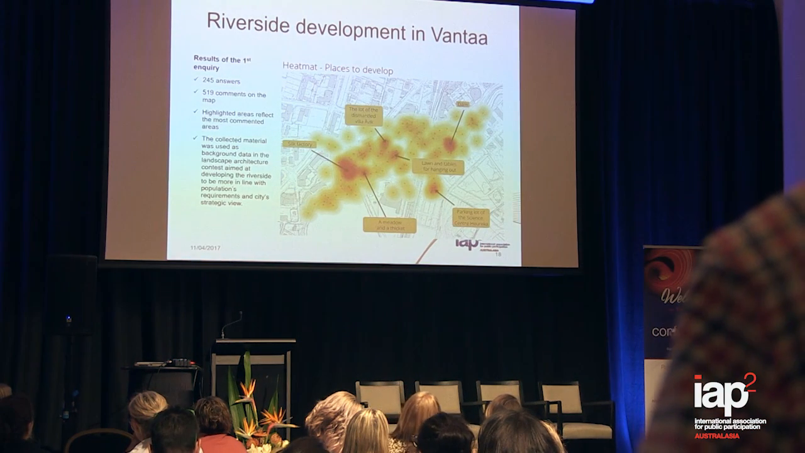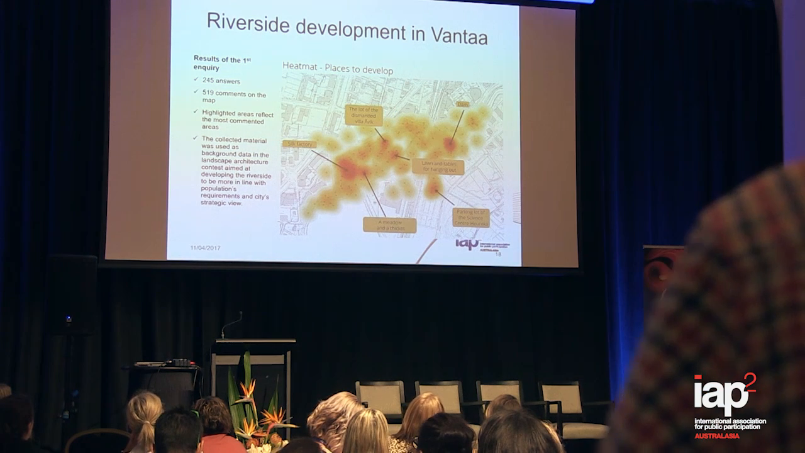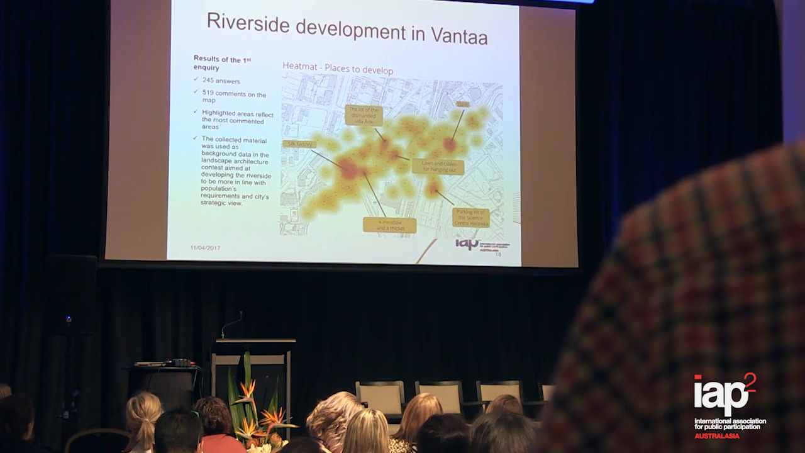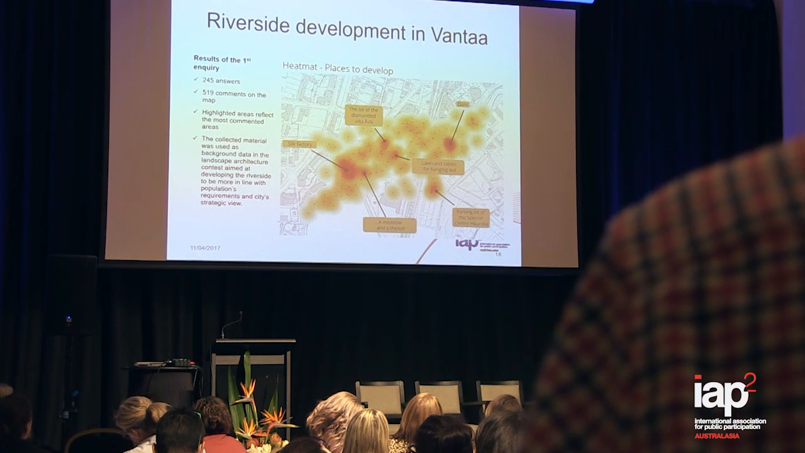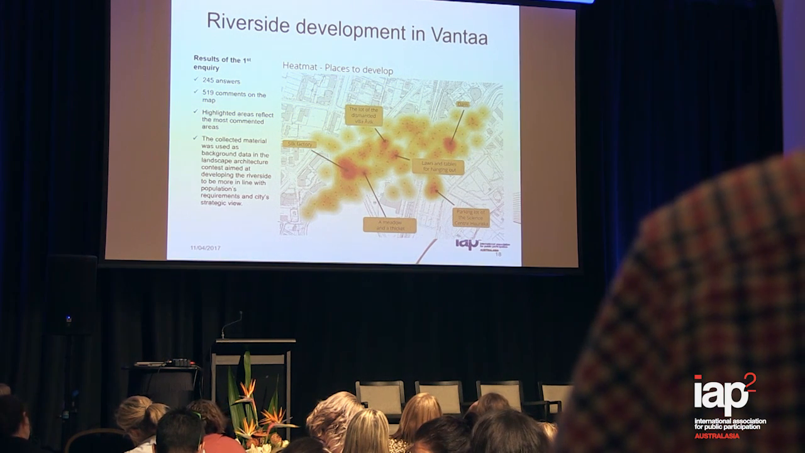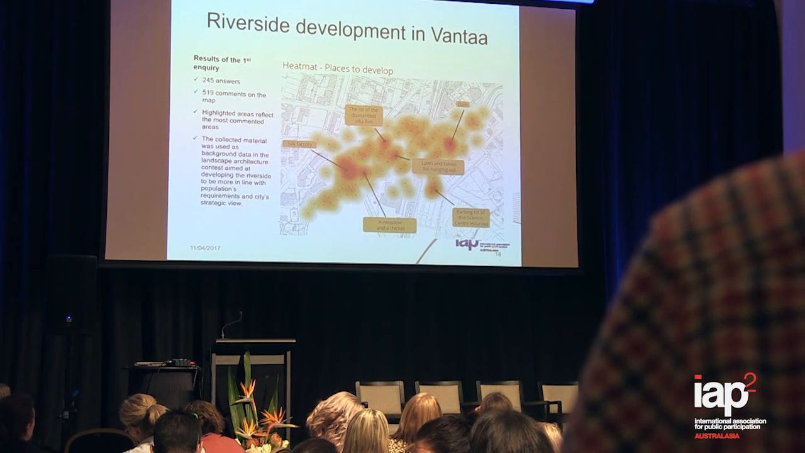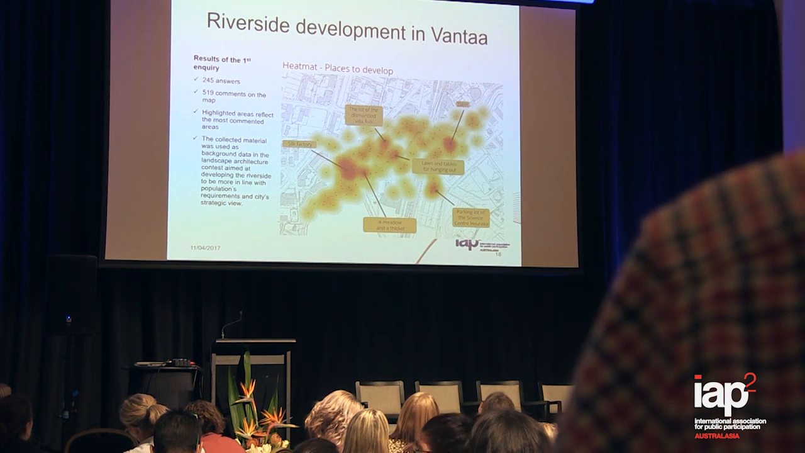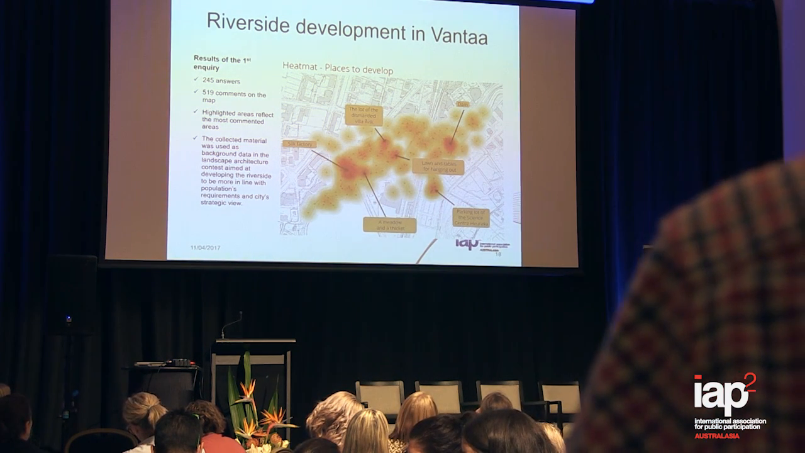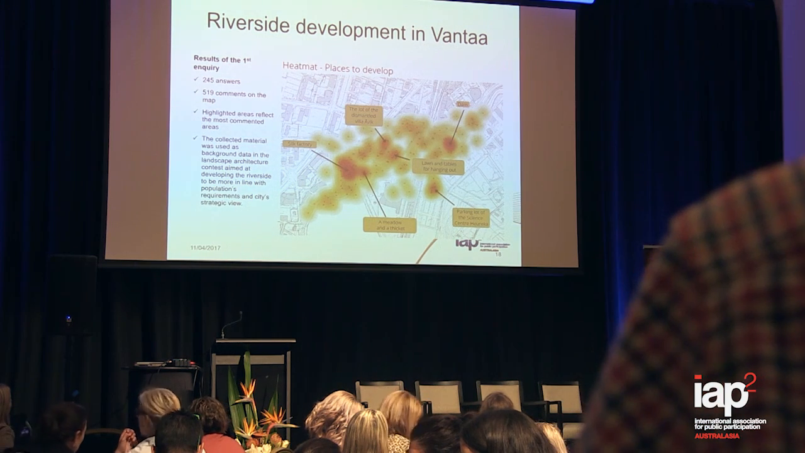This was the Vantaa Riverside development, and here you can see collecting data on the map. They create a heat map. This made it very easy for the planners to take it back, and then you could identify the areas, what are the hotspots of the people's interest, and going through those comments was a breeze compared to having maybe an Excel sheet or something that you would have been working through.